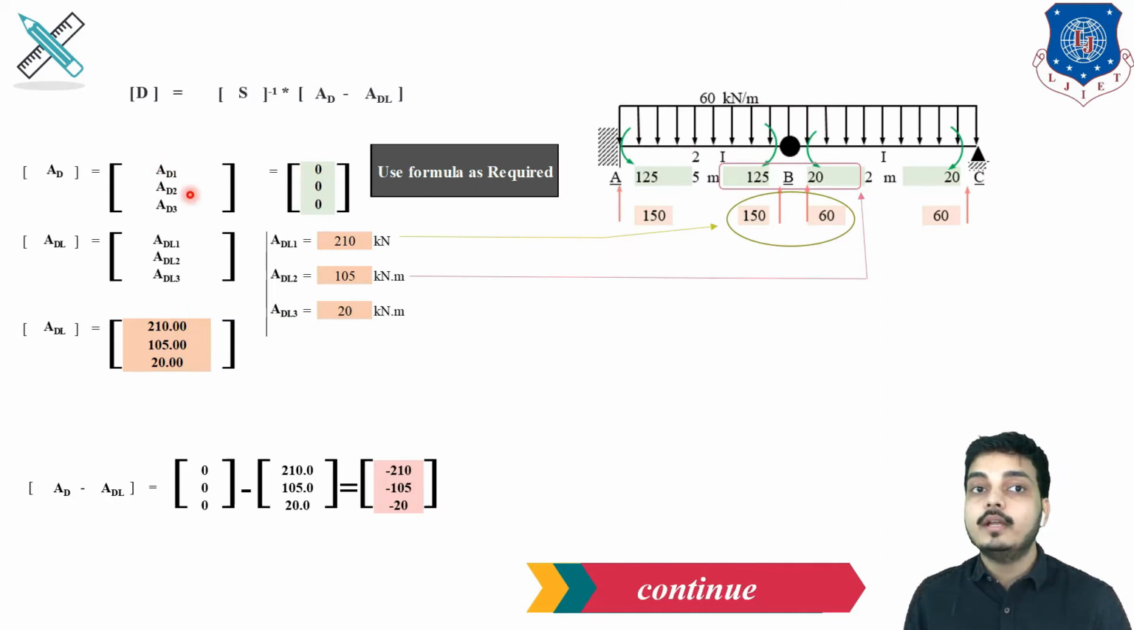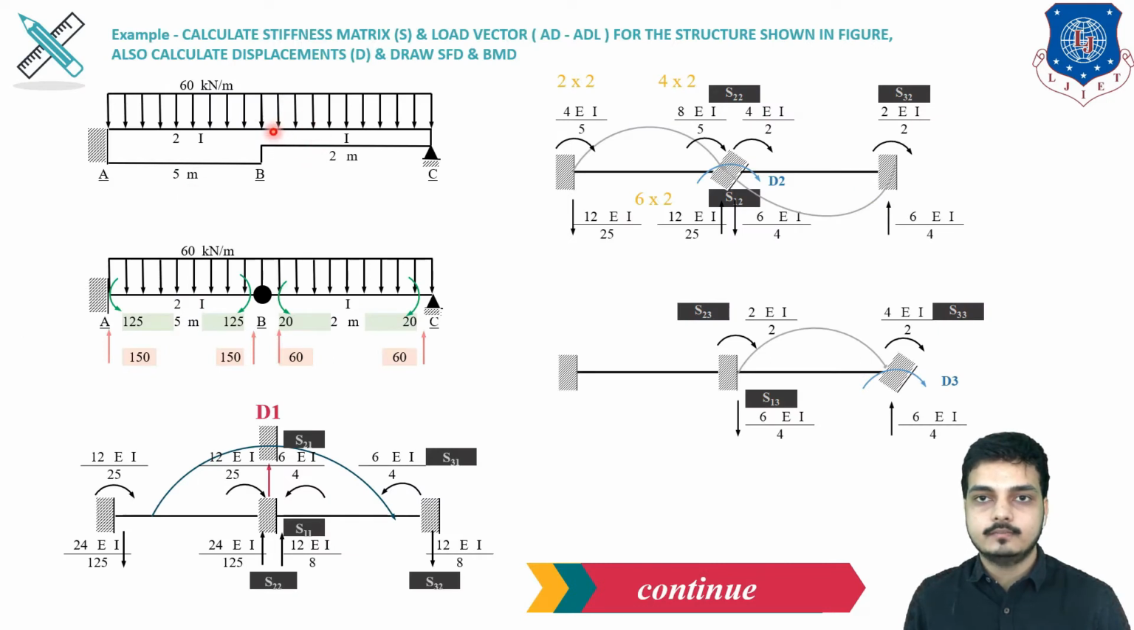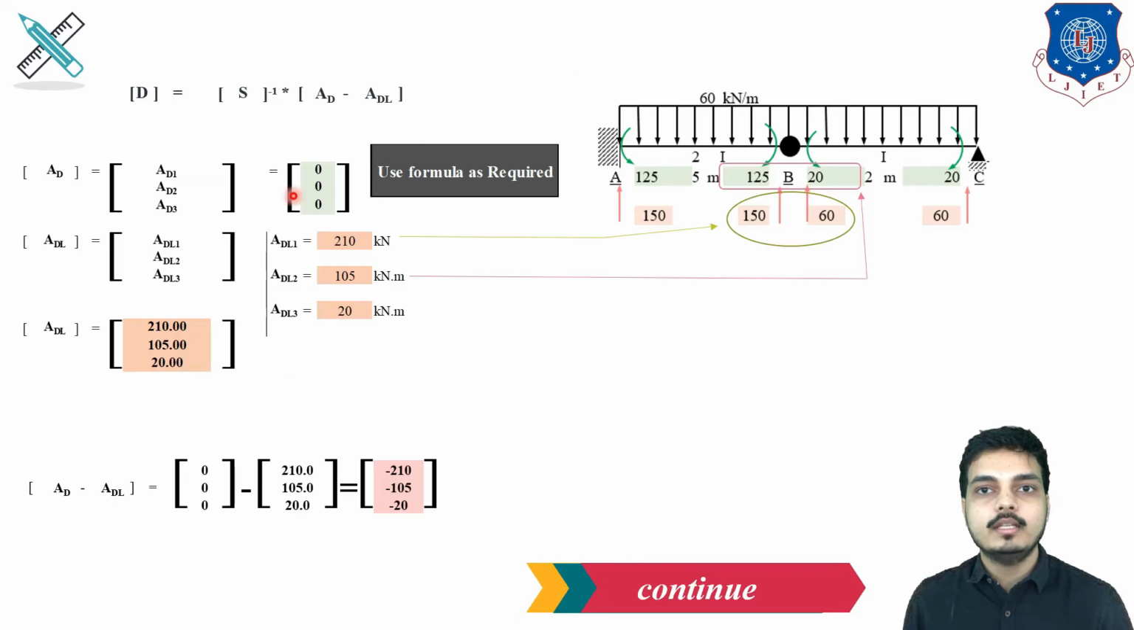AD2, we have to find the moment at B point. First, we have found the reaction at B point because our number one unknown is a reaction. For the reaction, there is no load given, no vertical upward reaction, so we have to keep it as 0. No moment is given at B point, so 0. At C point, there is no moment given, so AD3 is equal to 0. So I have written the formula as required over here.